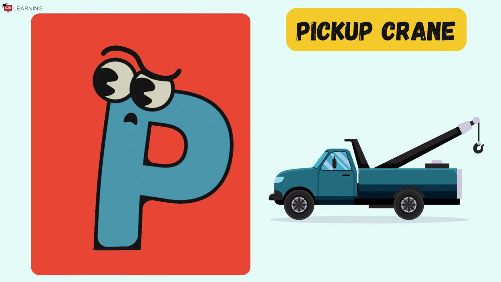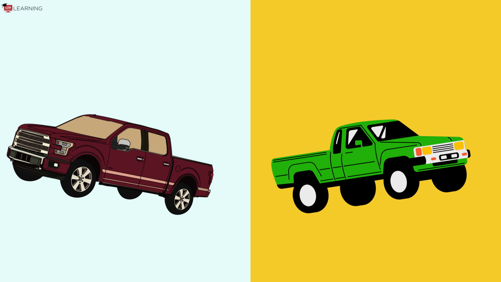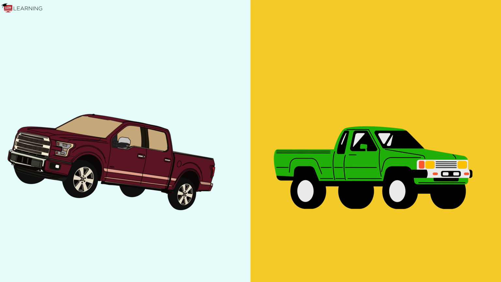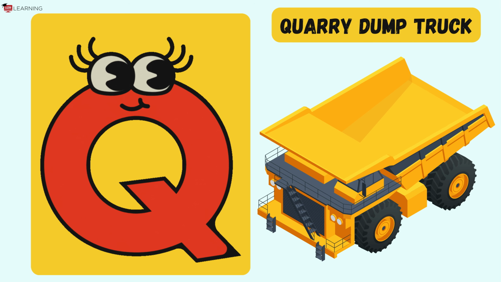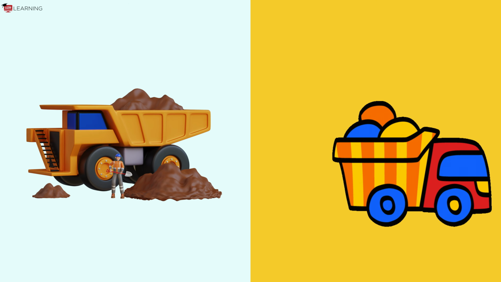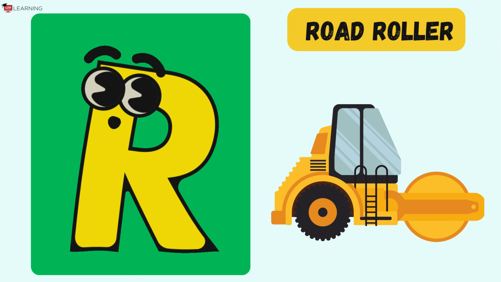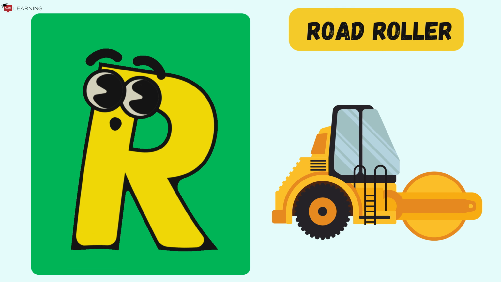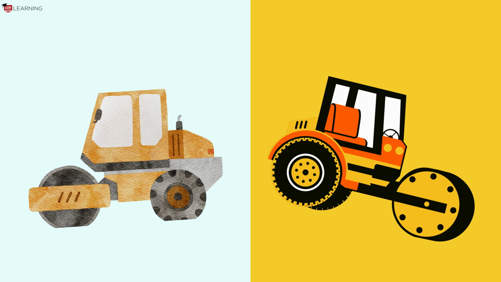P is for pickup crane, pickup crane. It lifts and moves heavy items on site. Q is for quarry dump truck, quarry dump truck. It hauls massive rocks from deep in the quarry. R is for road roller, road roller. It flattens roads to make them smooth.